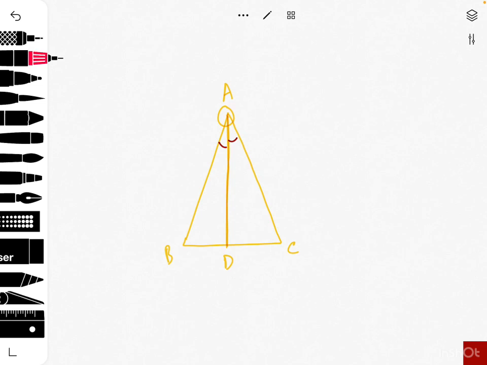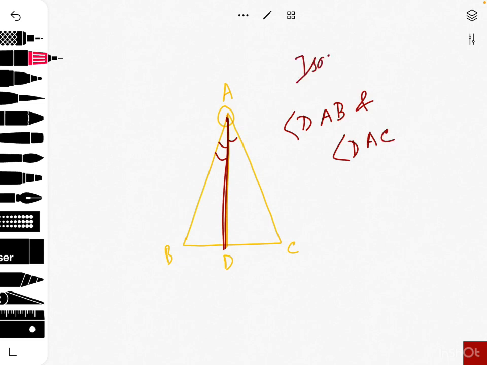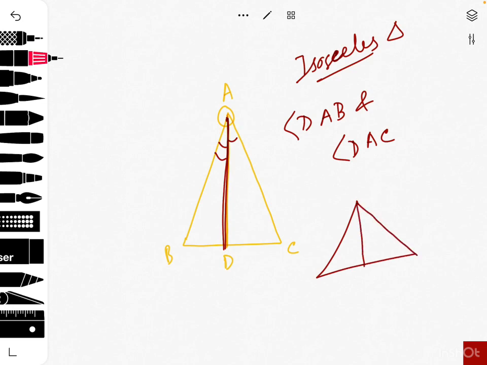So in an equilateral triangle as well as in an isosceles triangle, if we draw a median in this way, this median will divide angle DAB and angle DAC equally. In the case of an equilateral triangle, we will see the same. If we draw a median or a height in this way, then these two angles will be equal. For this one, these two angles will be equal. Similarly for this one, these two angles will be equal.